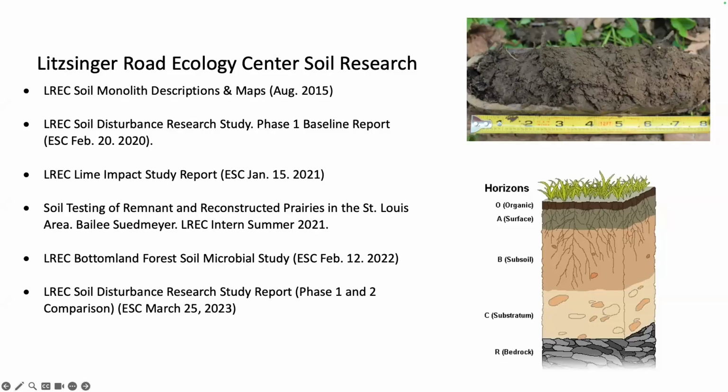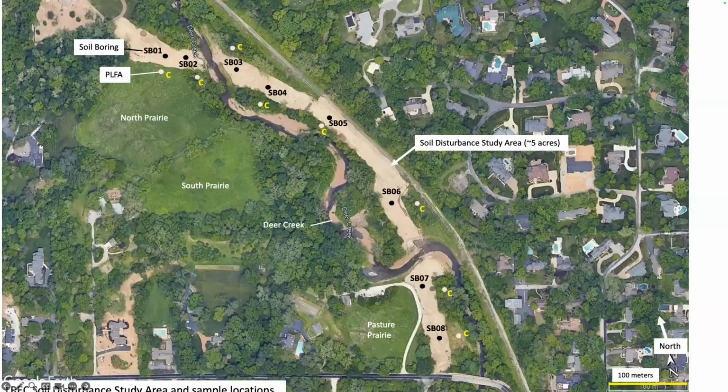This lists all the different studies we've done out here, even starting back in 2015. We did the baseline in 2019. We did a Lyme impact study. Some of these results were compared, some other studies that were done here were by Bailey Sudemeyer. She did something looking at your prairies and other prairies. Then I did the bottomland forest microbial study, which really is a herbicide study. And then the last one is phase 1 and 2 comparison.